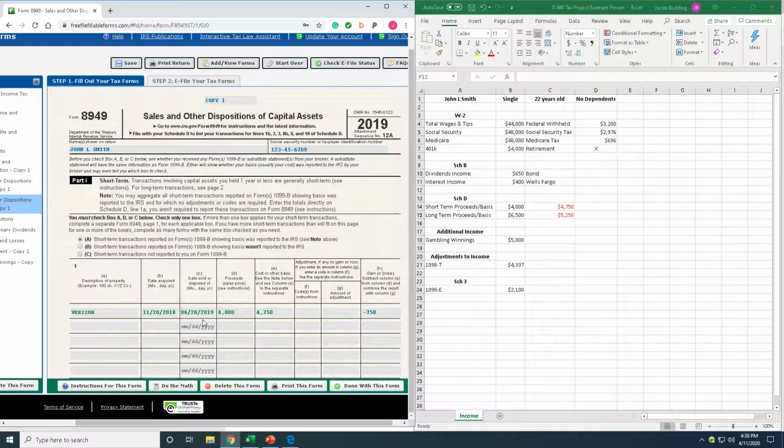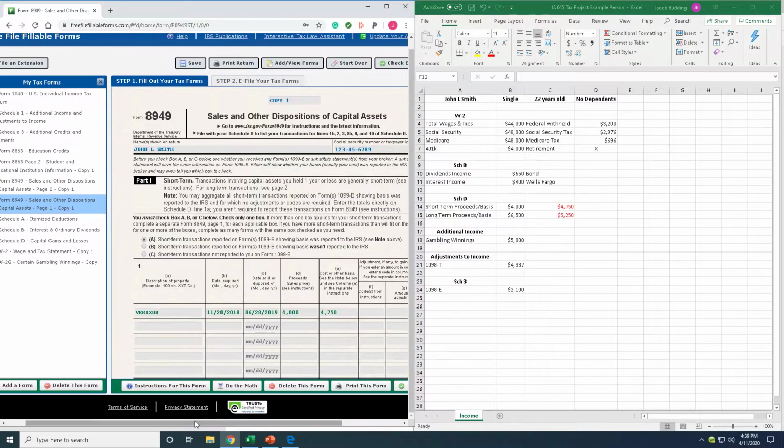And when something is a short-term trade, it's taxed at your tax bracket rate, like I told you about the qualified dividends. And when something is a long-term trade, which is more than a year, it's taxed at the 15% long-term capital gain rate. But in this case, he had a loss, $750. He got 4,000. He bought it in 11/20 for 4,750. So he made a loss on this.